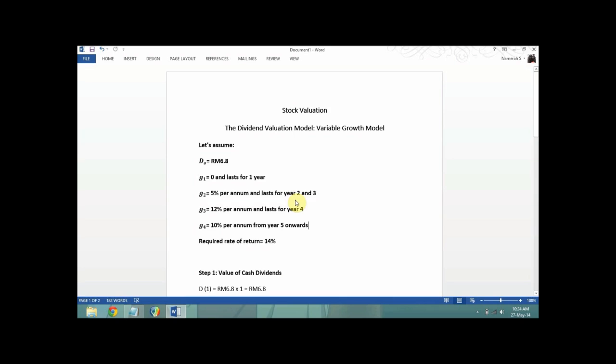I will explain how to calculate the variable growth model using an example. The entire process of finding out the value of stock is going to be a 4-step procedure. Let us assume that D0 is RM 6.8. Growth rate 1 is equal to 0 and it lasts for 1 year. Growth rate 2 is 5% per annum. It lasts for years 2 and 3. Growth rate 3 is equal to 12% per annum and lasts for year 4. Growth rate 4 is equal to 10% per annum and lasts from year 5 onwards. The required rate of return is 14%.